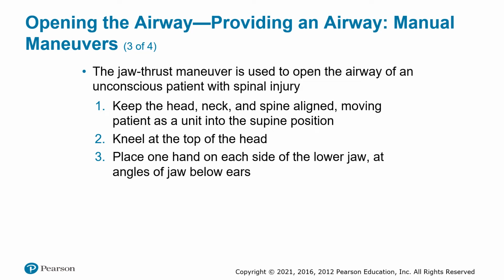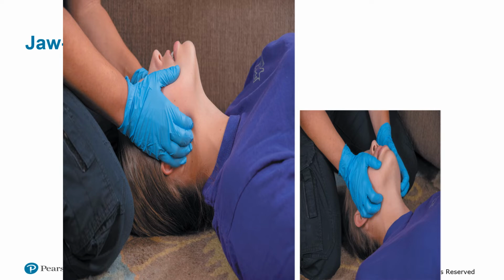The jaw thrust maneuver is used to open the airway of the unconscious patient with a spinal injury. So basically what you're going to do is kneel behind the patient and take your fingers on each side and thumbs on the cheekbones there. And you're going to push with your fingers upwards to open that airway.